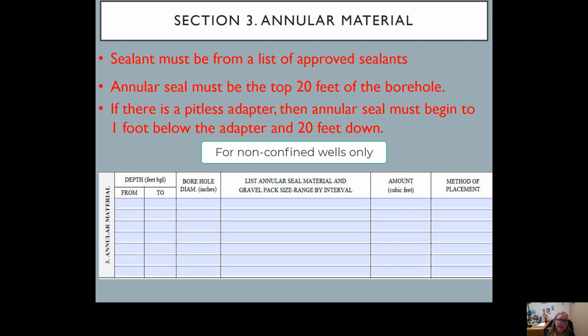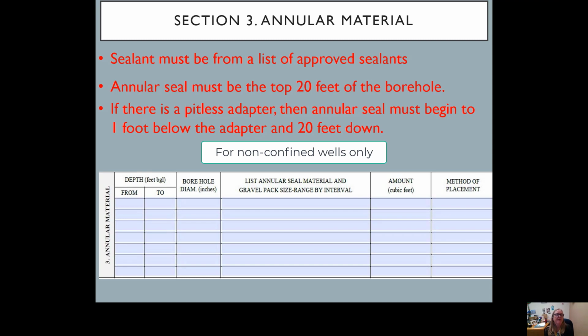If there is a pitless adapter, then the annular seal does not go to ground surface, and be sure and indicate that. This down here at the bottom is where you're putting your annular material. If the well has a pitless adapter, you're not going to be able to seal that casing all the way to ground surface. So the depth may be 4 feet below ground surface. Most pitless adapters are at least 3 feet, and the annular seal must begin 1 foot below your pitless adapter.